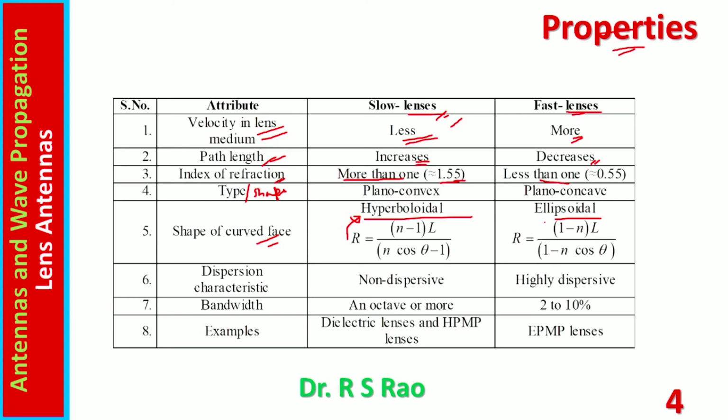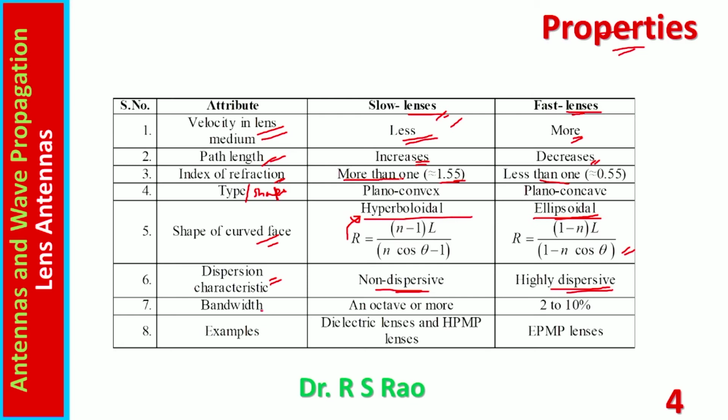In case of fast lenses, the shape of the curved face is ellipsoidal. The expression that describes this shape is R equal to (1 minus n) L by (1 minus n cos theta). Dispersion characteristic: slow lenses are non-dispersive, whereas fast lenses are highly dispersive. What is dispersion? If the medium behaves differently for different frequencies, then the medium is said to be dispersive. Dispersion is usually a serious inconvenience.